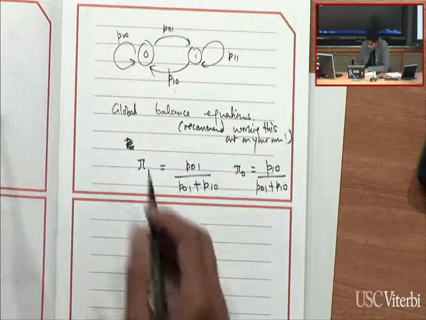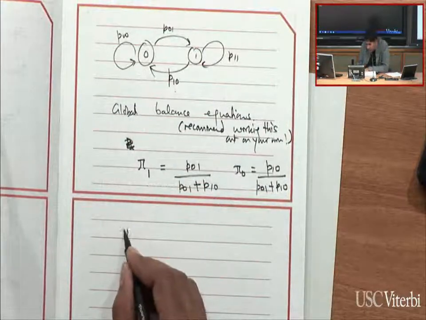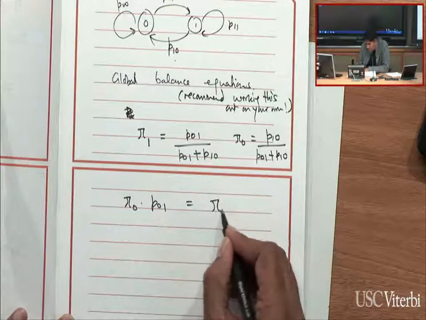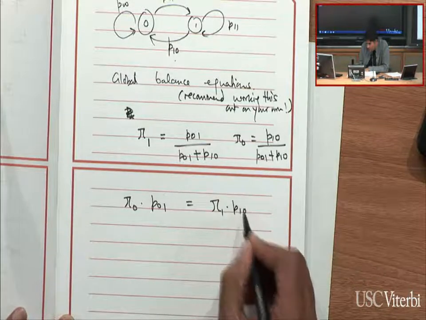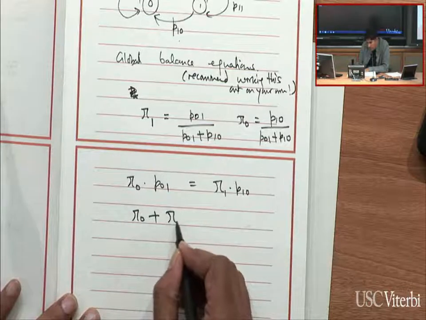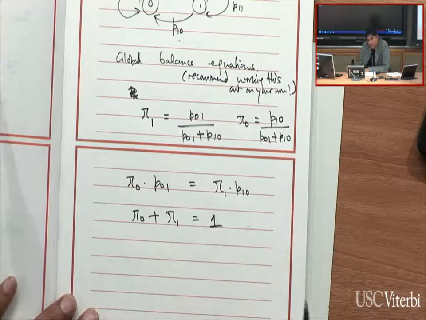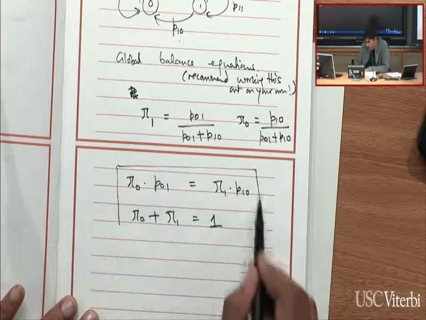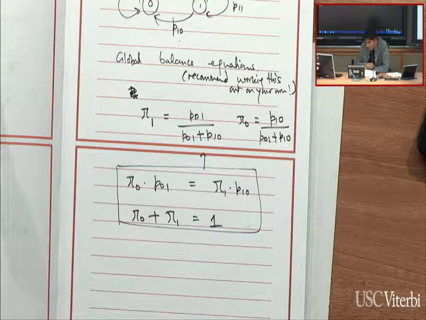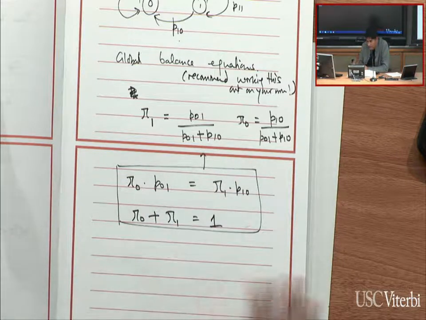Actually, I might as well just write down. So the global balance equation here would have been pi 0 times P01 must equal pi 1 times P10. And you also have the condition that pi 0 plus pi 1 must equal 1. So if you just work through these two equations, you should find yourself with these values. Okay.